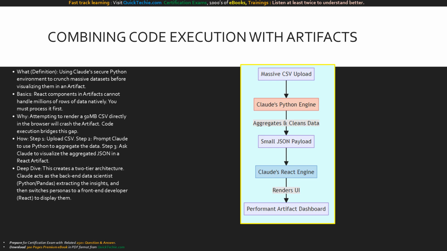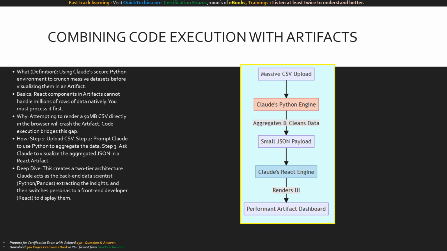To take your skills to the enterprise level, we must discuss combining code execution with artifacts. The what here is utilizing Claude's secure Python environment to do heavy lifting before visualization. The basics: browsers cannot render millions of rows of data smoothly. Why do we need this? Because if you try to render a 50 megabyte CSV directly into a React artifact, your browser will crash.